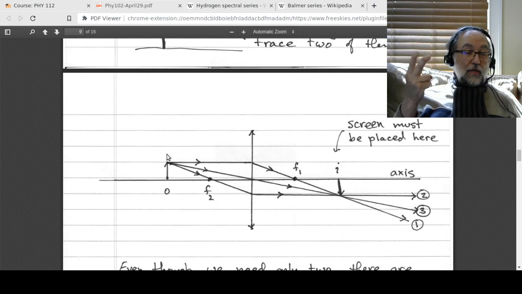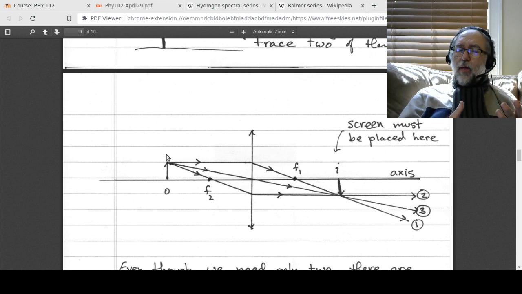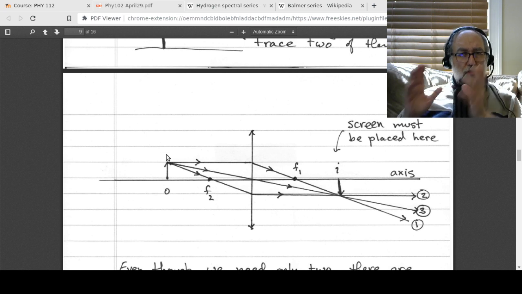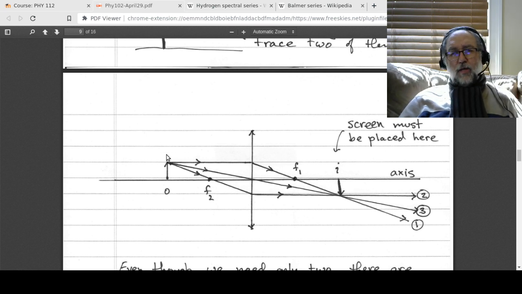You only need 2 to see where the image is formed, but there's 3 that we can trace. And I want to go through all 3 of them because in some ray diagrams, it's easier to draw one set, and in another set of ray diagrams, it's easier to draw a different set, okay? And so let's take a look at them, all right?